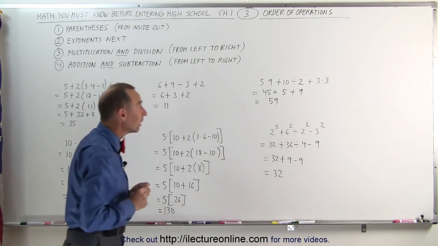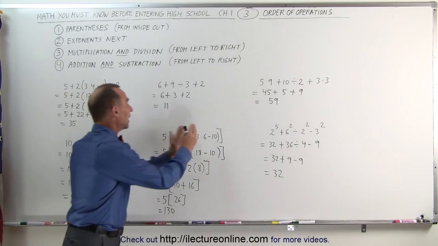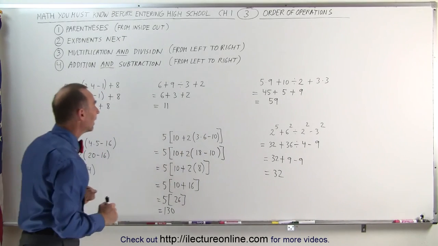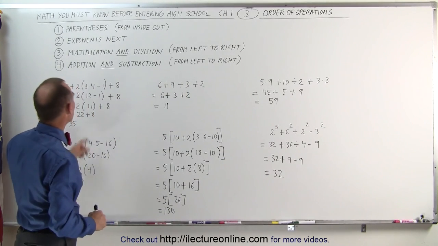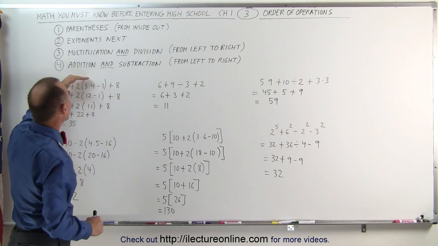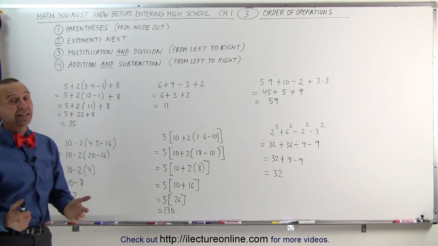And that's how we work out operations like that, starting with parentheses first, from the inside to the outside. Then we attack exponents. After exponents, we do multiplication and division. And finally, we do the addition and subtraction. And there are some nice examples to guide you. And that's how it's done.